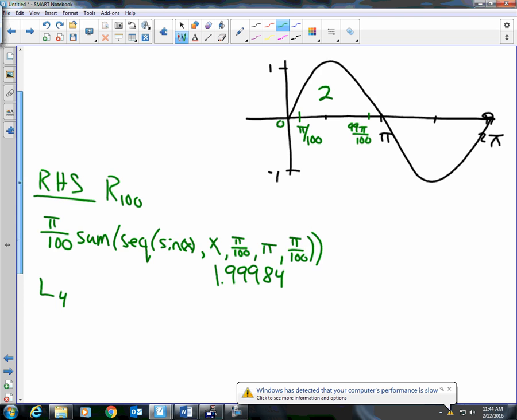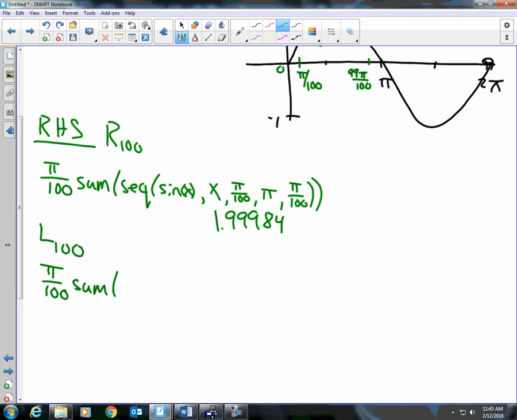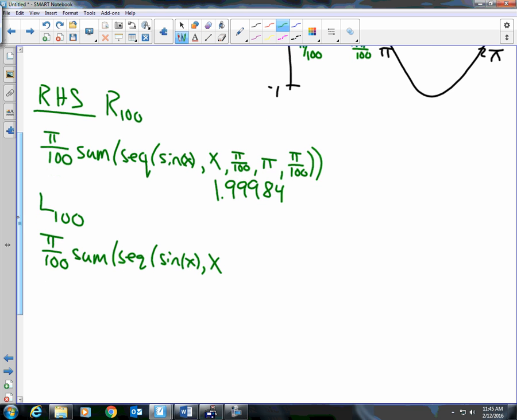All right. So now I want to do the left hand of 100 as well. And so I'm going to type in basically the same thing, pi over 100 times the sum of the sequence of sine of x. My variable is x. But if it's the left hand, where's my starting point? 0. What's my ending point? 99 pi over 100. What's my width of each one? Pi over 100.